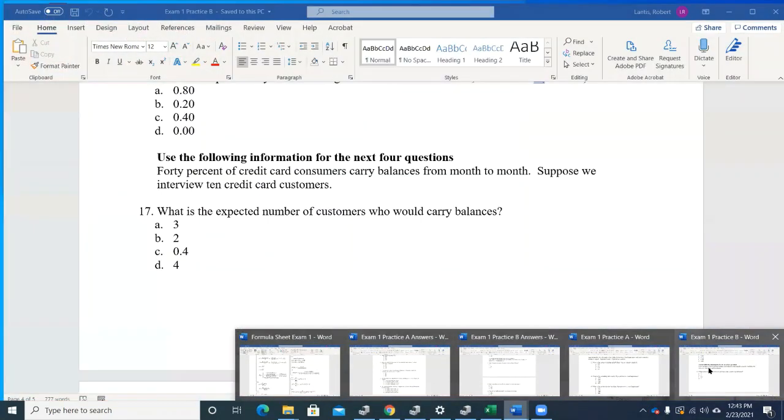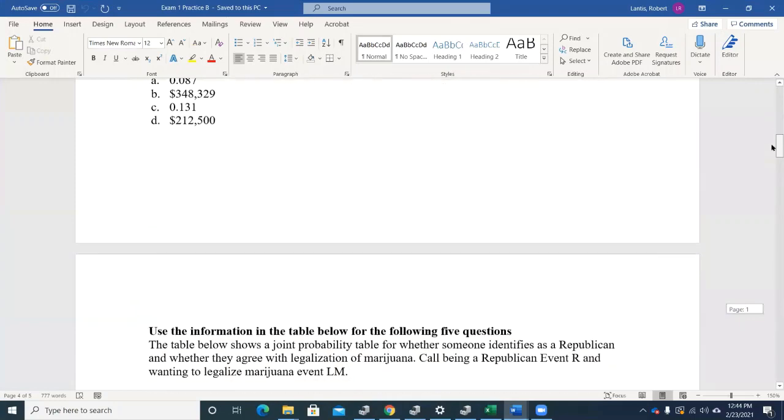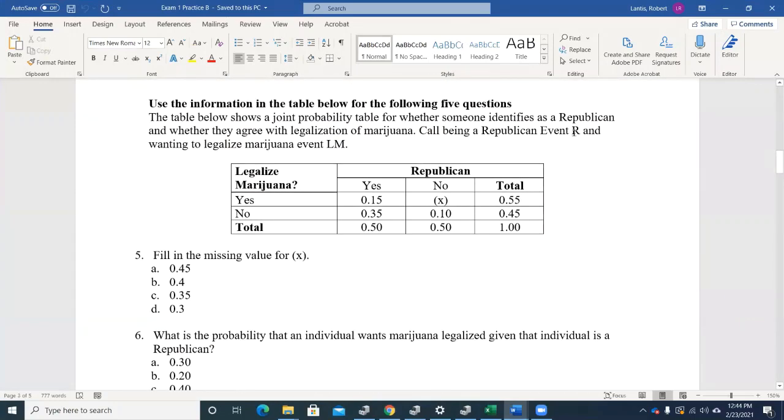Let's go to practice exam B. And I'm not going to start out with the very first few questions because I think they're older stuff, but I think they're relatively easy. Okay? So let's say I start out with an example like this.